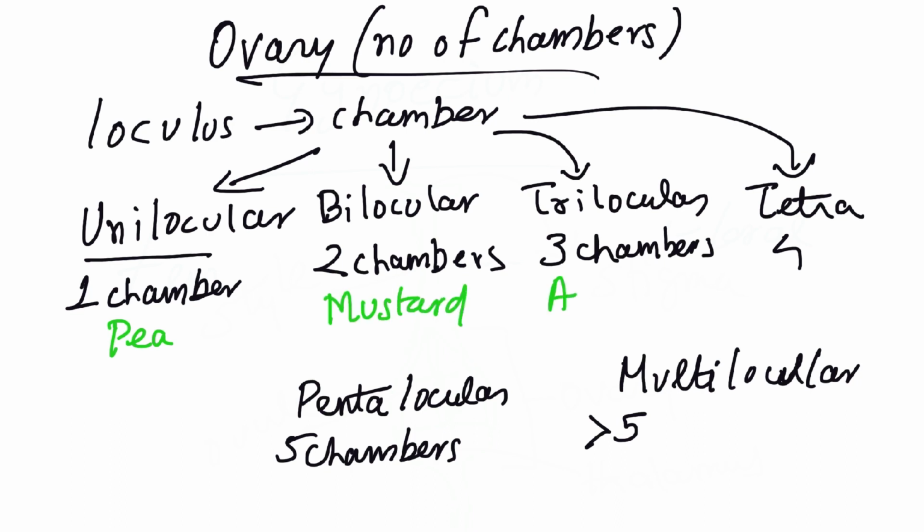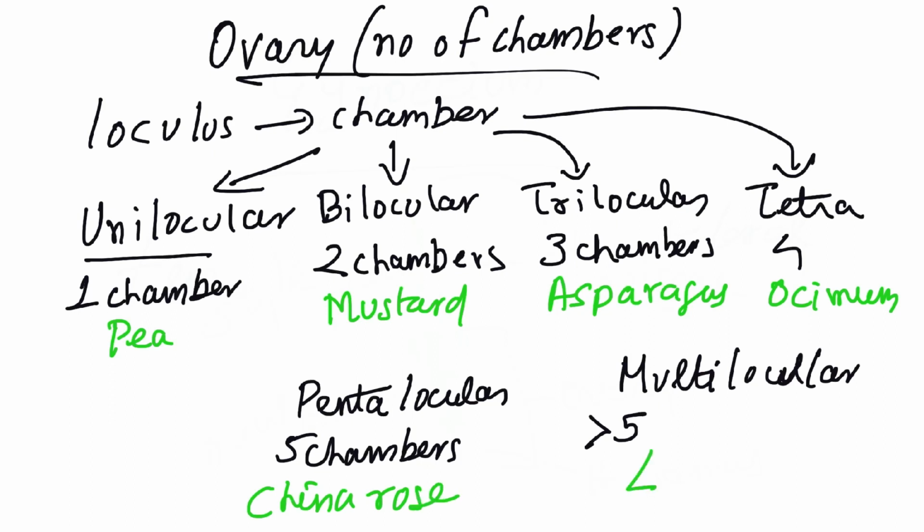Let's look at the interesting examples of each case. Unilocular, the pea; bilocular, mustard; trilocular, asparagus; tetralocular, ocimum, of course the common tulsi plant; pentalocular, the hibiscus, that's China rose; and of course, the last one, multilocular, lady's finger.